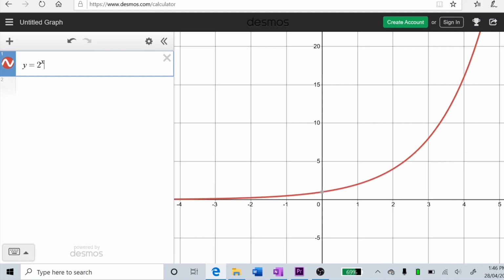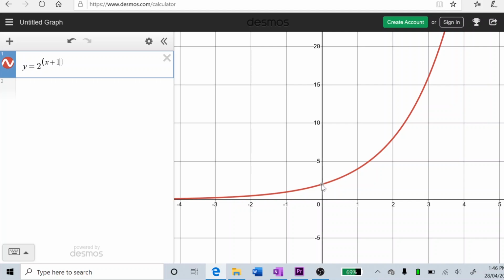So the y-intercept can be shifted up and down by playing around with a constant value inside the power. Initially the y-intercept occurs at the point 1, and that's because when x is equal to 0, the corresponding y value will be equal to 1. Again, think of the index laws. 2 to the power of 0 is equal to 1. If we add a constant value, so if we add 1 in that power, we can see that it shifts the y-intercept up to the point 2.